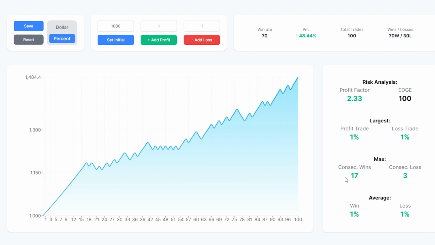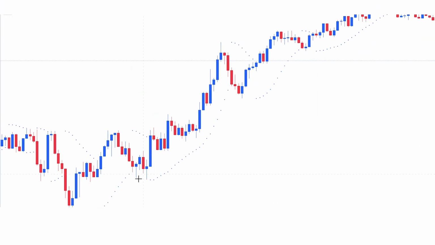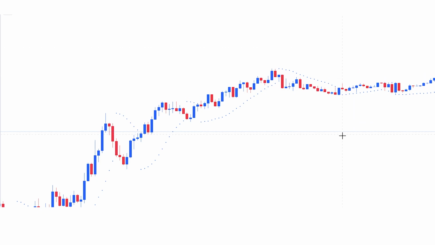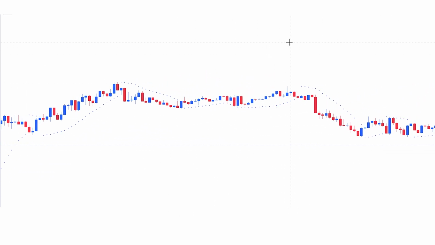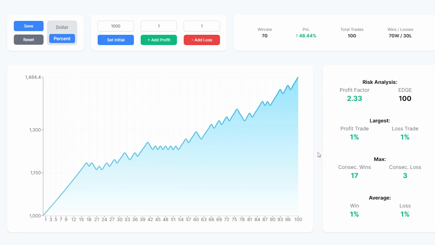We actually had a very big winning streak, consecutive wins of 17 wins and 3 losses. Although it's only a 70% win rate, so we did start losing a little bit more in the end. 70 wins, 30 losses. We had a huge winning streak just over here. Nice little push towards the upside, many trades towards the upside, and then many trades towards the downside as well.